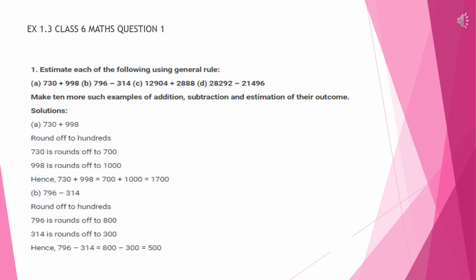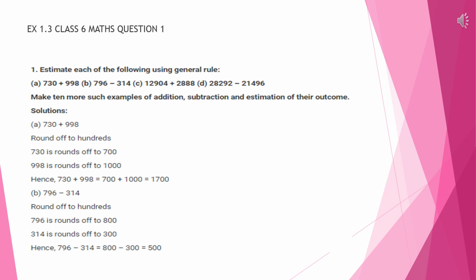Now let's continue exercise 1.3, question number 1. Estimate each of the following using the general rule. First part, 730 plus 998. Now the first question arises: with this position, we have to round off the number. Now let's understand with this question. We are given 730 plus 998. 730 is rounded off to 700. 998 is rounded off to 1000. Hence 730 plus 998 is equal to 700 plus 1000, which is equal to 1700.